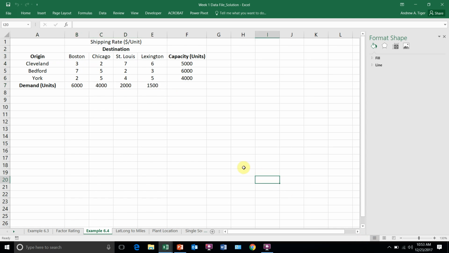The question is, we want to be able to do this in the cheapest way possible. And this is the per unit cost. So we want to use the cheapest lanes, but we can't exceed our capacity at each of the locations.